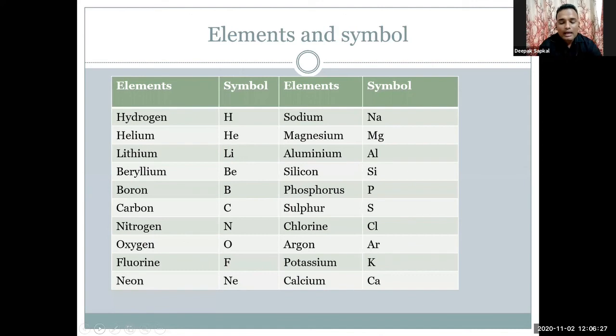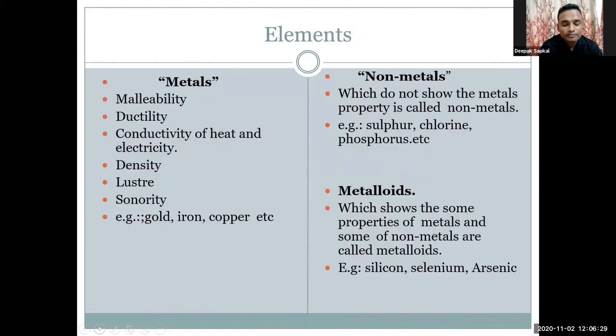Next, ma'am. Now the next point is: elements are divided into three groups as per their properties. Some properties have been given there. The first group is metal, the second group is non-metal, and the third one is metalloid.